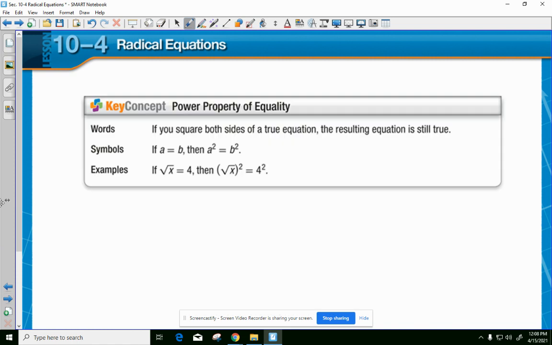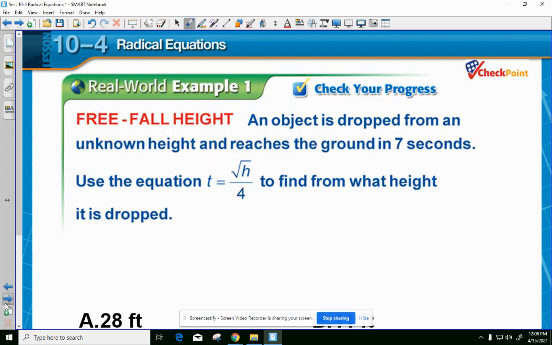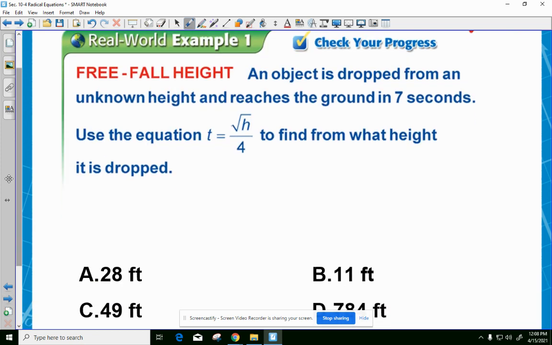You guys already got this piece. You said, if I square both sides, I'll get that square to cancel itself out. So we're gonna take a look at this one here first. If you dropped an object from an unknown height and it took 7 seconds to hit the ground, you could use the equation t equals the square root of h divided by 4 to find the height from which it was dropped.